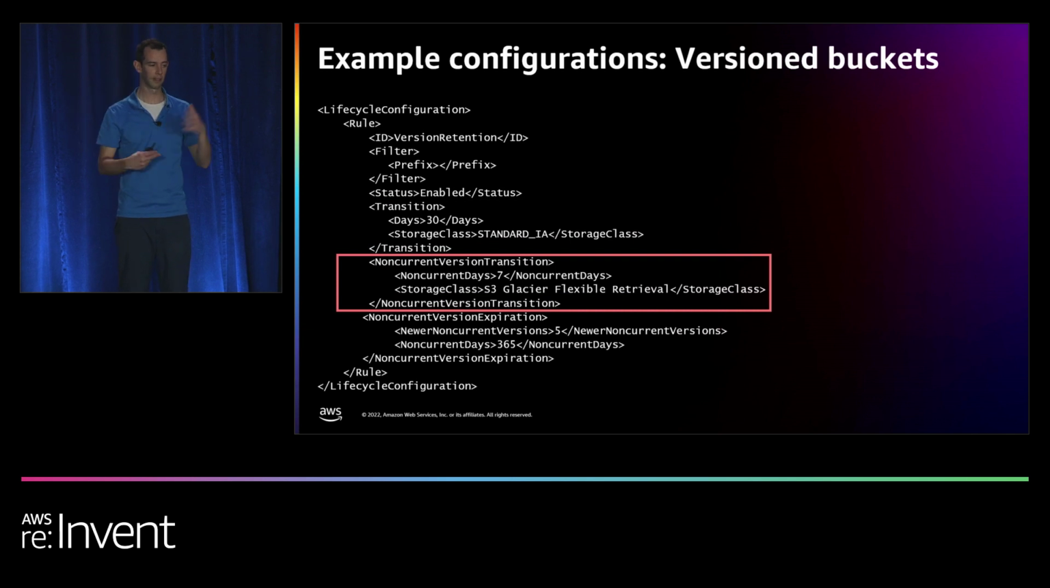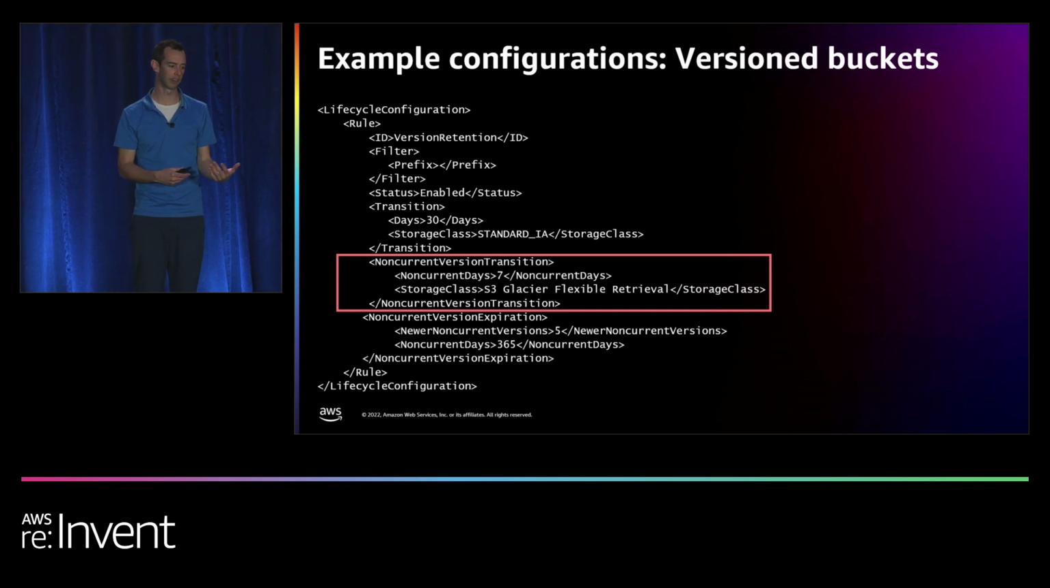If it's overwritten and now it's a non-current version, it's going to follow these rules. Fun fact, the non-current version timer is based on when it became non-current. So when my object is overwritten, that's when the timer starts. It's not from when the object was put in the bucket. It's from when the overwrite happened or the deletion happened.